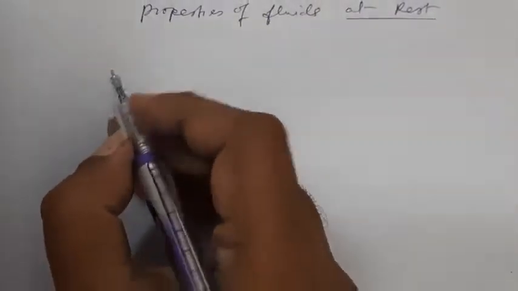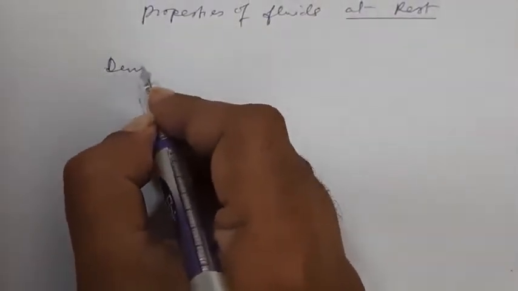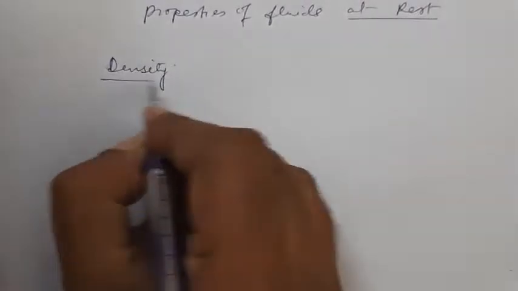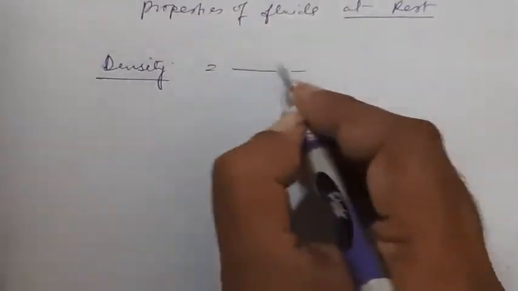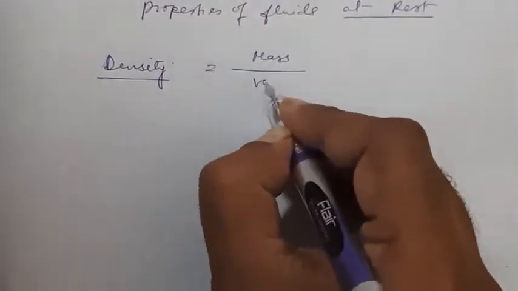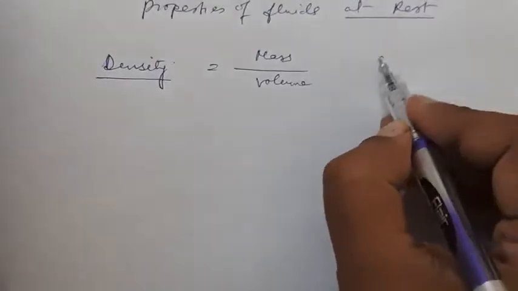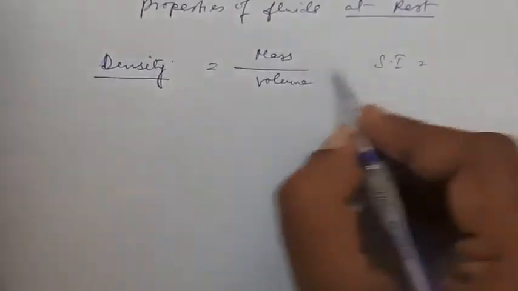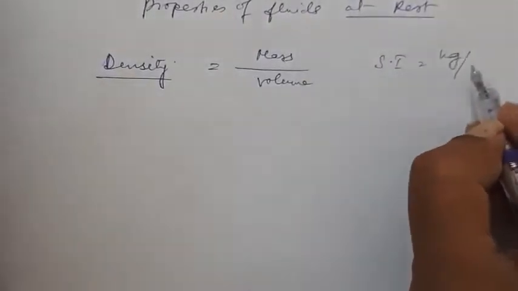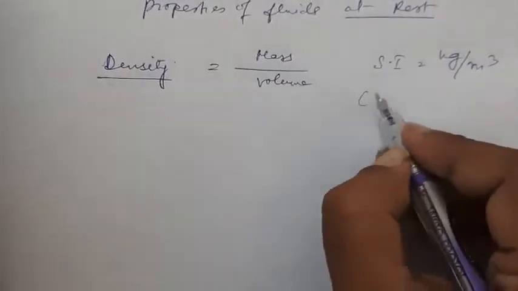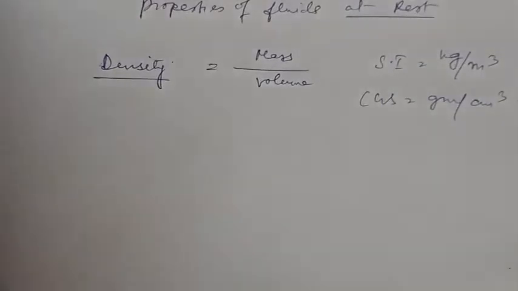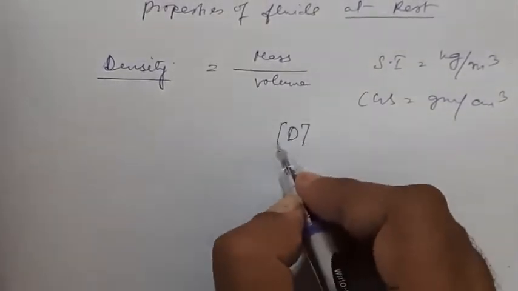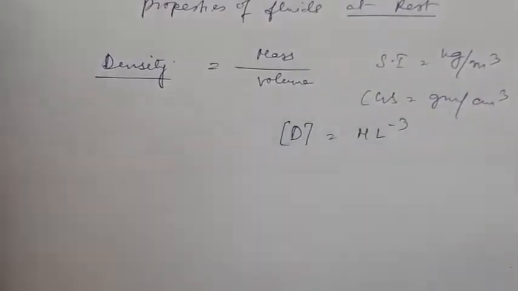Now, you already know the definitions of one or two of these terms, but for this chapter we have to go through these things, and I am going through them very quickly. Density, we all know, is mass per unit volume. The SI unit of density is kg per cubic meter. The CGS unit will be gram per centimeter cube. The dimension of density is ML to the power minus 3.